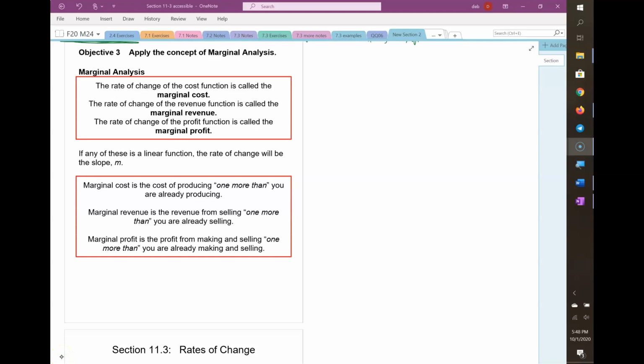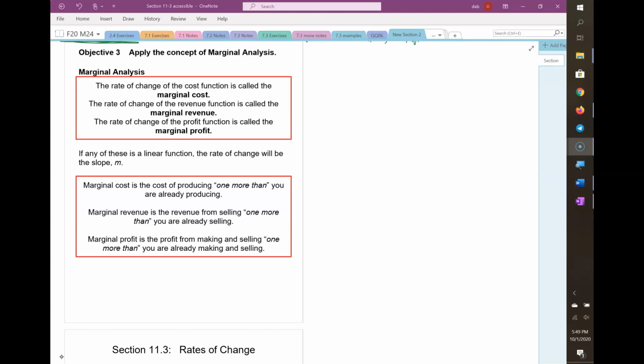So objective 3 is to apply the concept of marginal analysis, and this is something from economics. With marginal analysis, we're looking at the rate of change and we're calling it marginal. So the rate of change of the cost function is called marginal cost. Rate of change is generic, but when interpreted in different scenarios, it has different names for what it's telling you. If you're finding the rate of change of a revenue function, then you're finding marginal revenue. If you're finding the rate of change of a profit function, you're finding marginal profit.